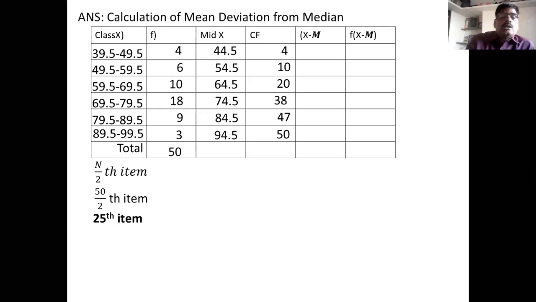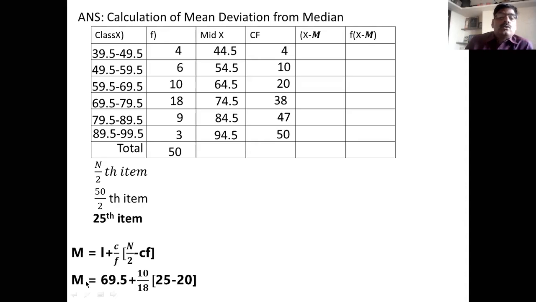Now you write the median equation. Median is equal to L plus C divided by F, times the bracket N divided by 2 minus CF. So you fill the values. Lower limit is 69.5. This is the median class, and its lower limit is 69.5. Class interval is 10: 69.5, 79.5, difference 10. And F is 18 here. In the bracket, N by 2 value is 25, already calculated above.